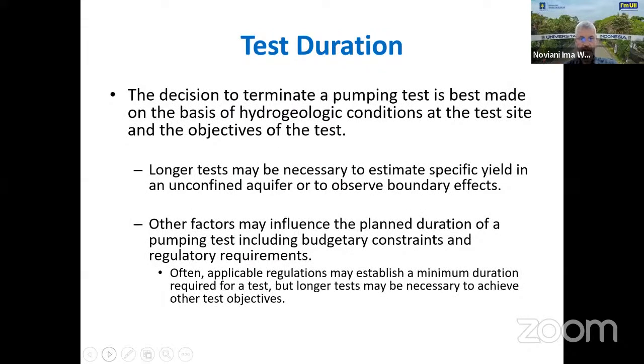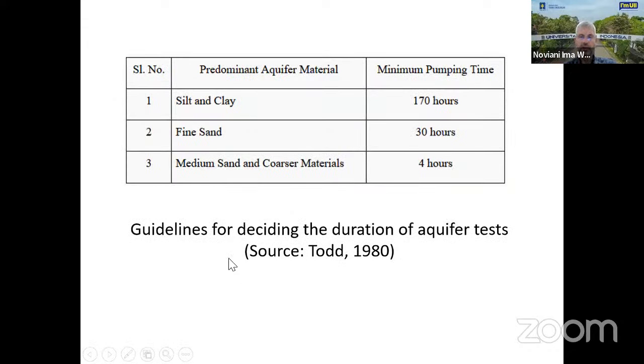So the test duration, like I said, is anywhere from 12 hours to 48 hours, depending on your budget, depending on the aquifer characteristics. Sometimes it's necessary to have longer tests. That is particularly true in unconfined aquifers, right? Sometimes you're not allowed to run a test longer than, let's say, 24 hours because the neighbors want to turn their wells back on. So sometimes you have limitations.